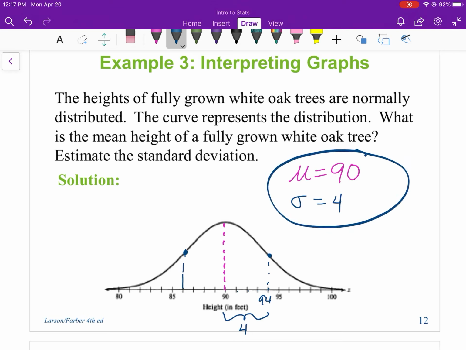So our mean height would be 90 feet, with a standard deviation of 4 feet. Yeah, there it is, it's in feet. So we can add feet onto these.